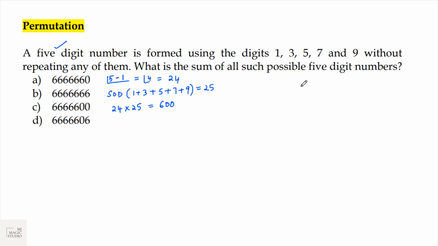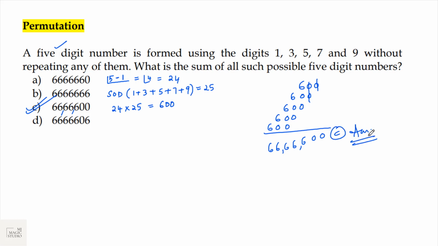We need to write 600 5 times, but how? 600, then 1 unit digit shift, 1 digit shift, again write 600 2 times, 3, 4, 5. That's it. And now add up column wise. This column total is 0, second column is 0, third column is 6, then we have a 6, then a 6, then a 6. 66, 66, 600. 66, 66, 600 is there in option C.